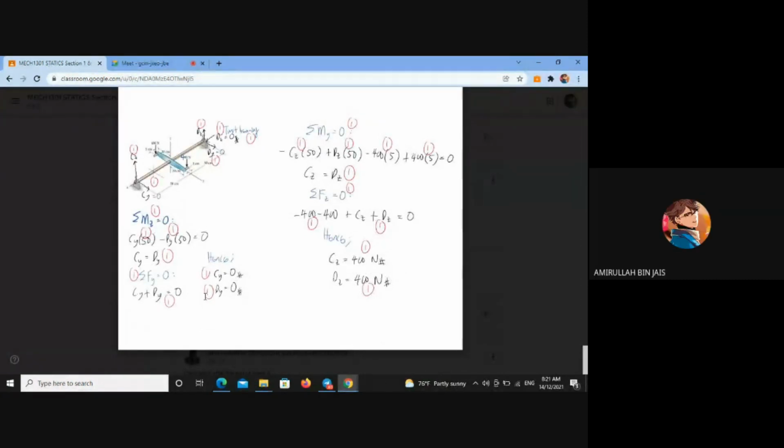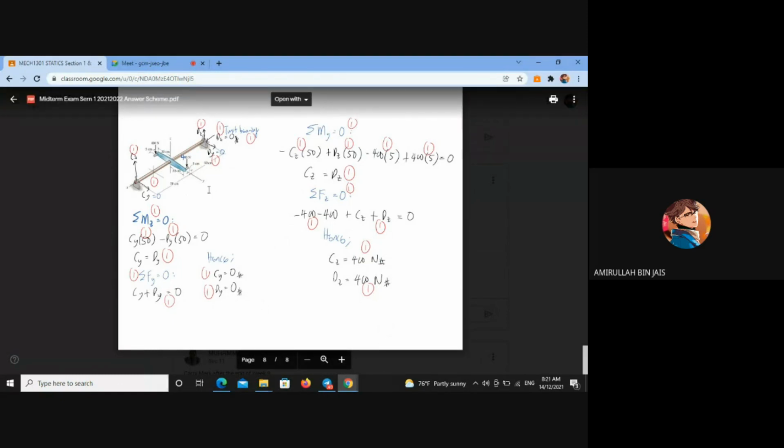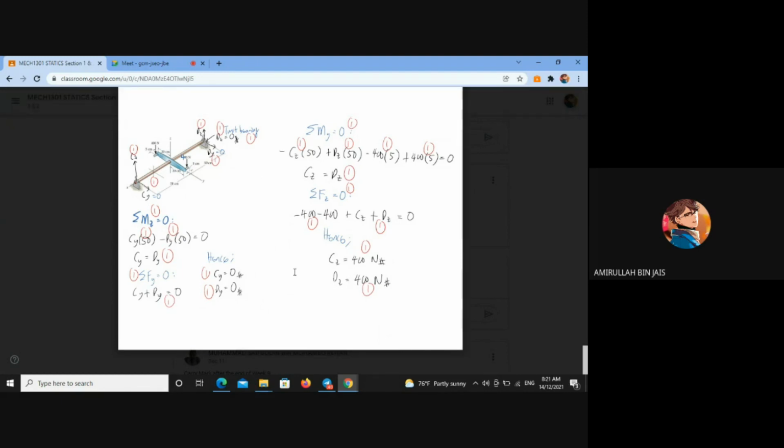The answer scheme used only Z and Y, but I create another axis, Z prime and Y prime. So is it acceptable? It should be, if in the diagram the axis is clear, and then you use that one. But where is Fy? There's no Fy here?